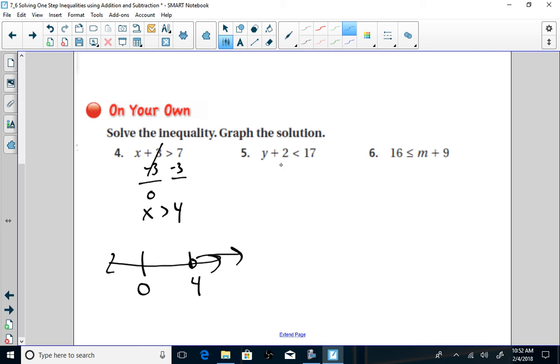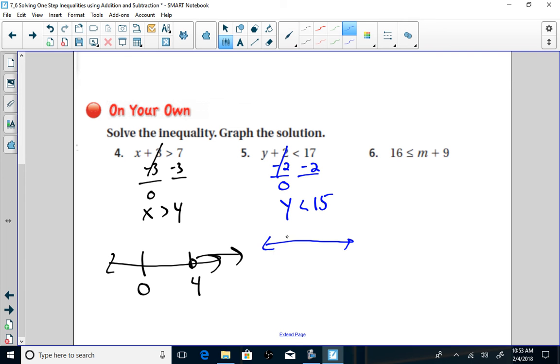Next example. A number plus 2 is less than 17. I see addition. The inverse operation is subtraction. So I want to subtract 2 from both sides of that inequality. On the left side of the inequality, that's going to be 0. Y is going to be less than 17 minus 2, which is 15.